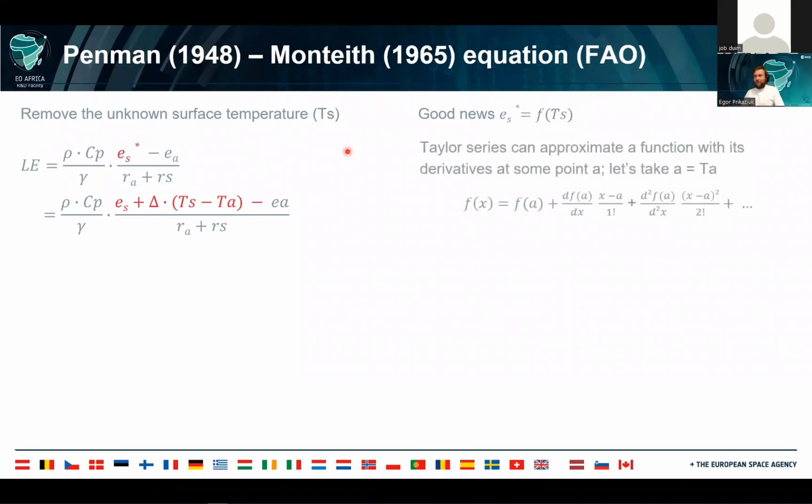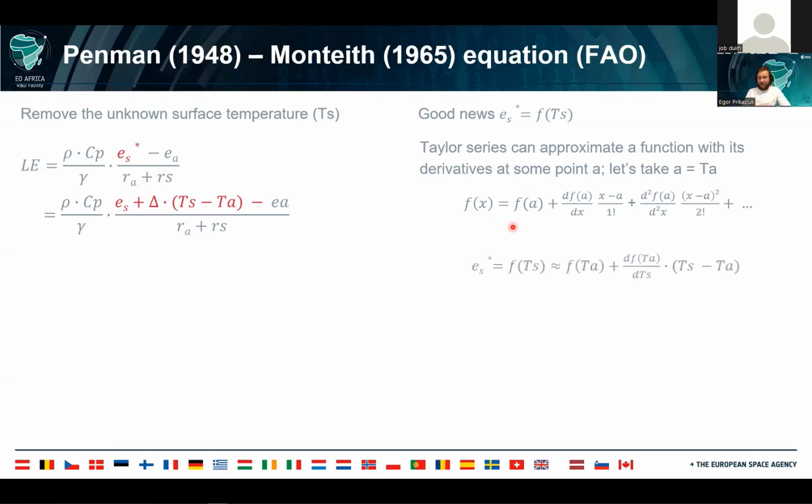And it was proven in the 18th century by Mr. Taylor that any function that we know the equation of can be approximated around some point that we call A, and we take here the air temperature, by the value of the function at its point plus derivatives around that point, first derivative, second derivative, etc. And you see that it is truly equal because the Taylor series converge to a number.